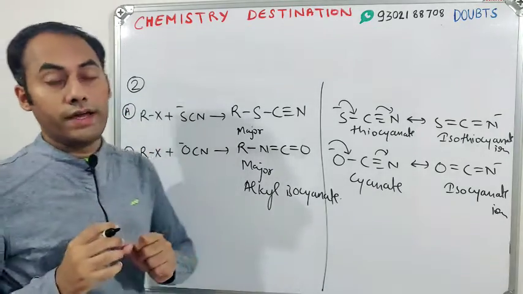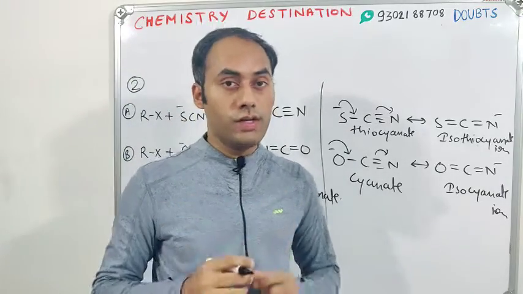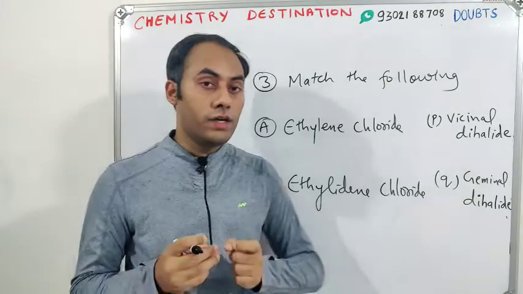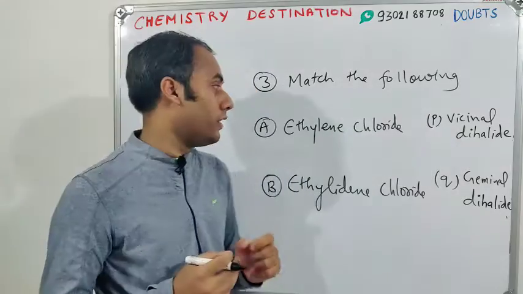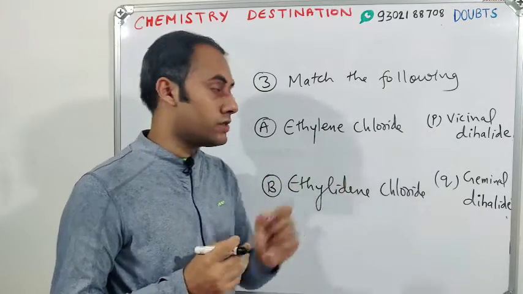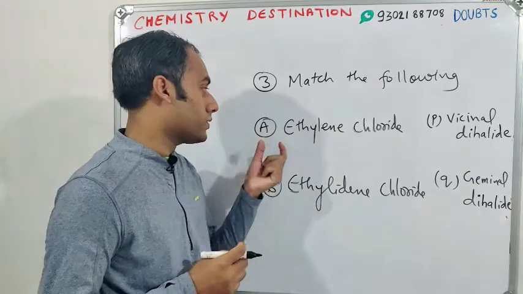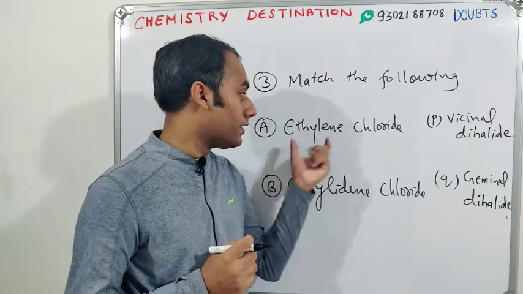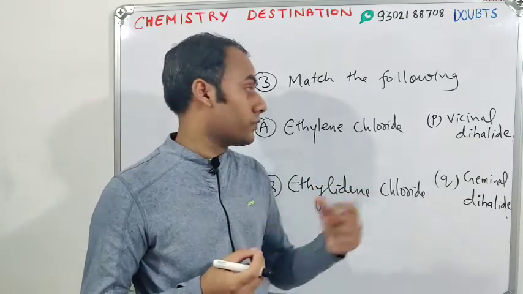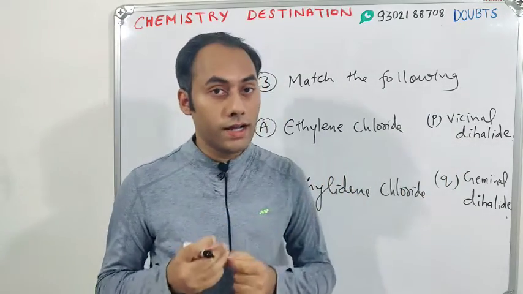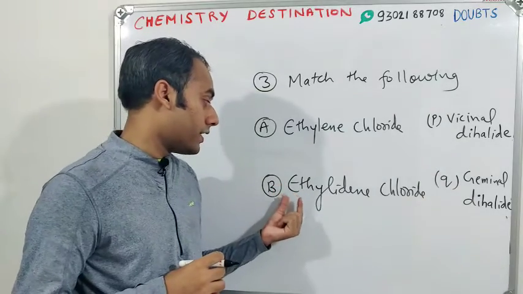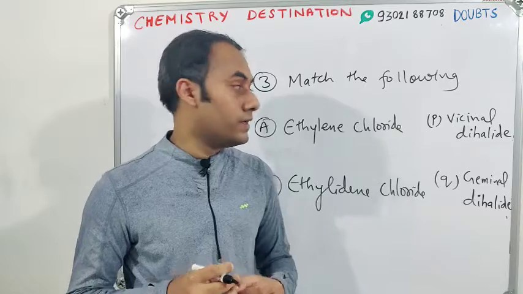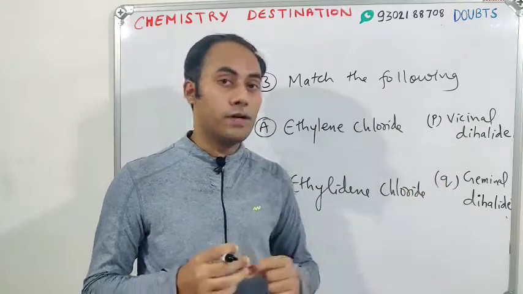Now moving on to question number 3. In question number 3 we have to match the correct options. First is ethylene chloride. We have to identify whether it is vicinal dihalide or geminal dihalide, and second we have ethylidene chloride, and again we have to match it with vicinal dihalide or geminal dihalide.